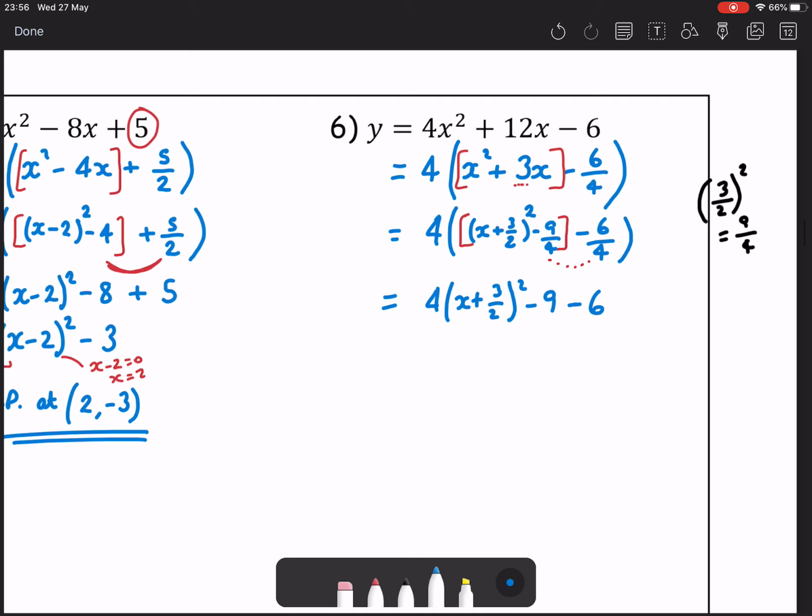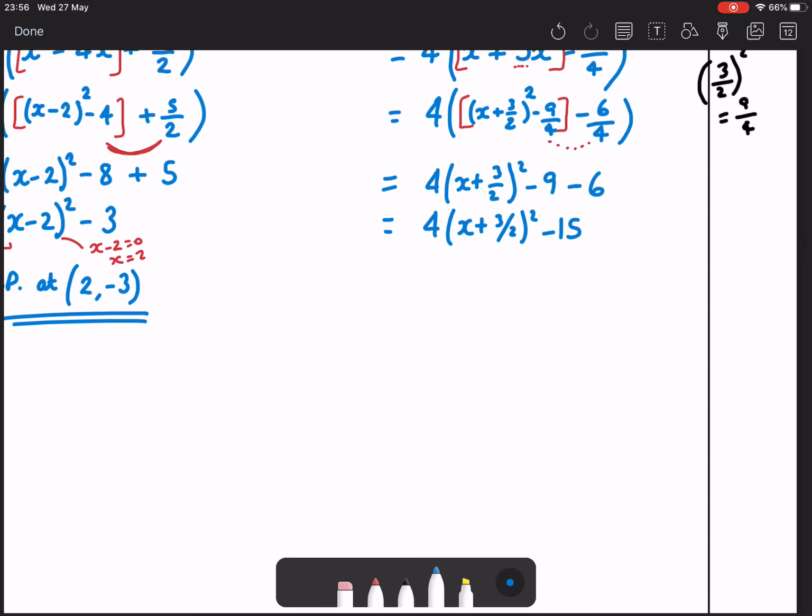As expected, I'm back to what I'd started with, and then when I combine, 4 lots of my bracket minus 15. Positive x squared gives me a minimum turning point at, bracket solved, negative 3 over 2 and minus 15.